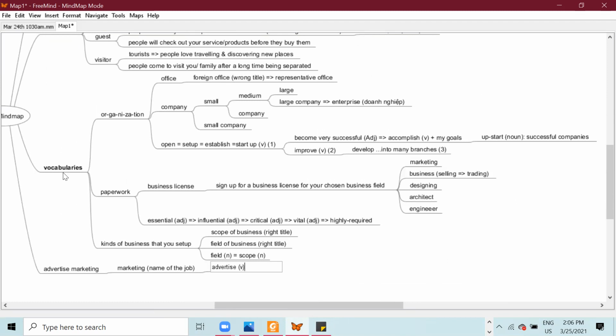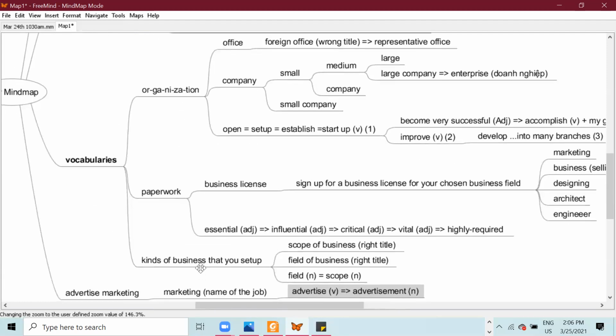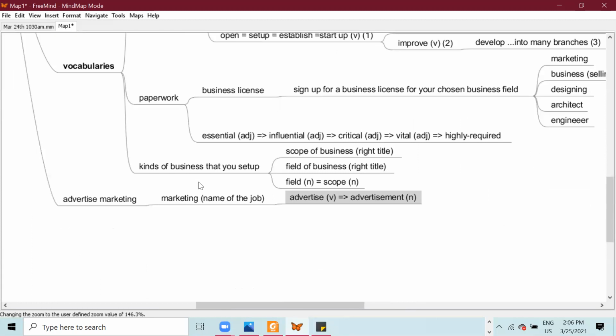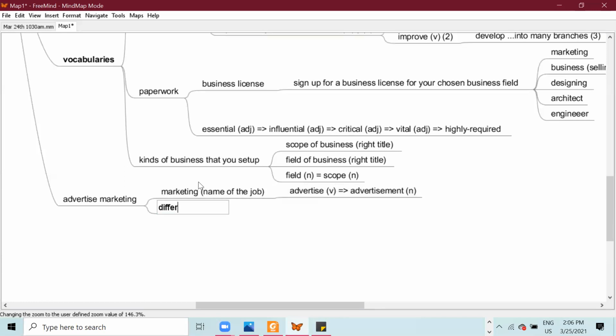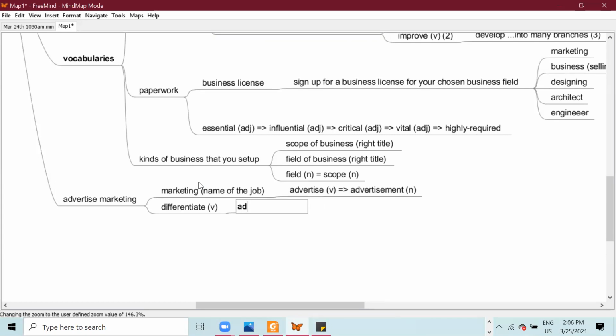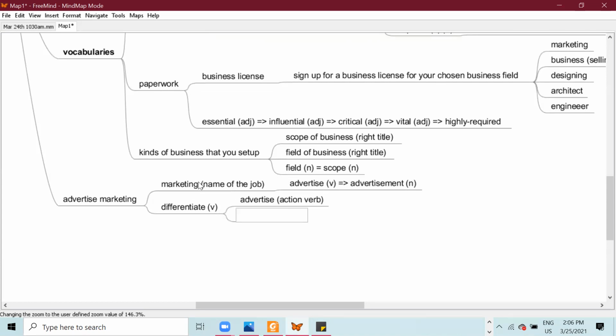I can say that I'm going to advertise Coca-Cola on Facebook, or I'm going to advertise on Google, for example. We have the noun in English, which is advertisement. So whenever you want to use the word marketing or advertise, please differentiate the words. First, advertise is the action of every company who wants to sell more or who wants the customers to know more about them.